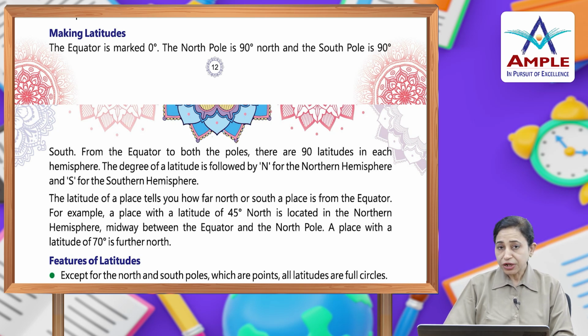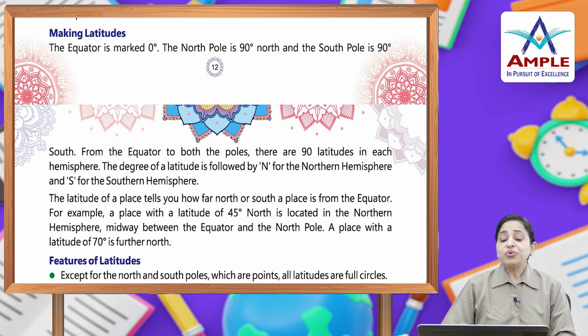From the equator to both the poles, there are 90 latitudes in each hemisphere. The degrees of a latitude is followed by N for the northern hemisphere and S for the southern hemisphere. The latitude of a place tells you how far north or south a place is from the equator. For example, a place with a latitude of 40 degree north is located in the northern hemisphere, midway between the equator and the north pole. A place with a latitude of 70 degree is further north.